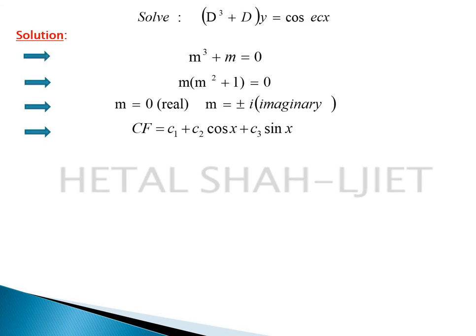So your CF is C1 e raised to 0x. E raised to 0x is 1. So just keep C1 plus, for plus or minus i, C2 cos x plus C3 sin x, because your real part is 0 and e raised to 0 is 1. As the order of your given differential equation is 3, we get 3 constants in our complementary function, C1, C2, C3, which is the basic rule. So our y1 is the multiple of C1, that is 1, y2 is the multiple of C2, that is cos x, and y3 is the multiple of C3, that is sin x.